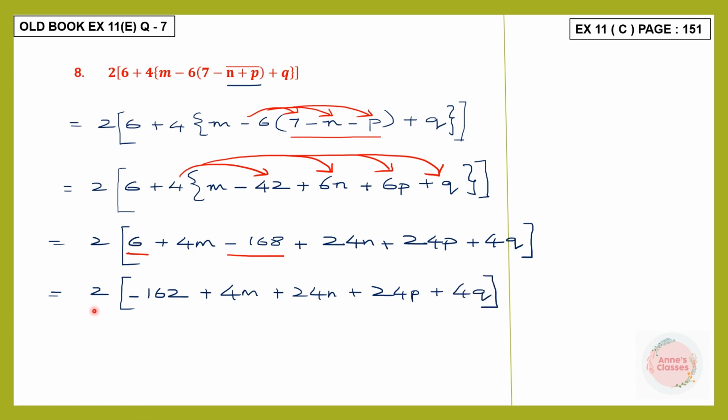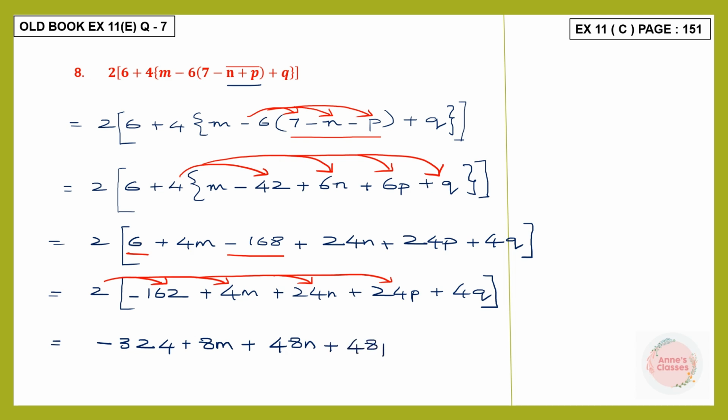Now when we open, we have to multiply 2 with each term inside. So first let's multiply 2 with 162. The sign is minus. 2 into 162 is 324. Then 2 into plus 4m, 2 fours are 8, 8m. Then multiply that with 24n. So 24 into 2 is 48, so that is plus 48n. Multiply it with 24p, it's plus 48p. And then the last one, multiply it with 4q. 2 fours are 8, so 8q.